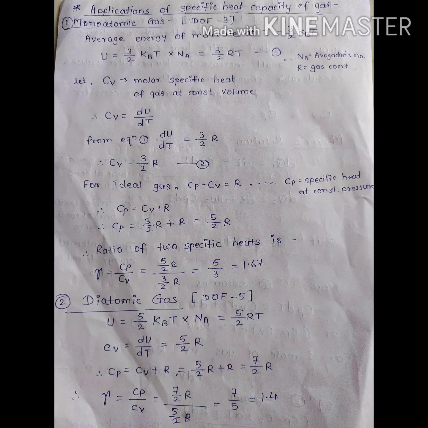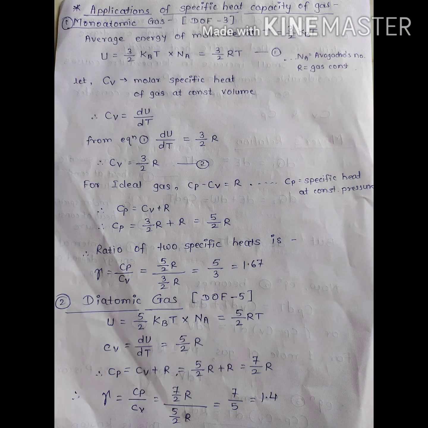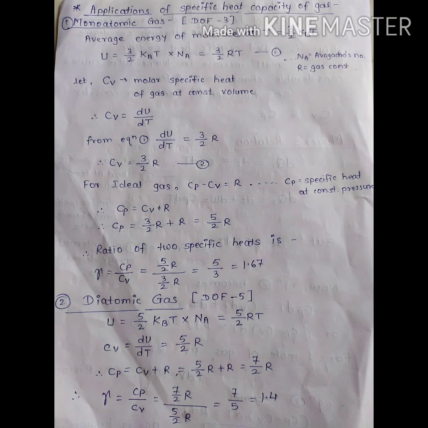For an ideal gas, we know Mayer's relation, Cp minus Cv is equal to R, where Cp is the specific heat at constant pressure. Therefore, Cp is equal to Cv plus R. Therefore, substituting now the value of Cv from equation 2 in this equation, Cp is equal to 3 by 2 R plus R is equal to 5 by 2 R.